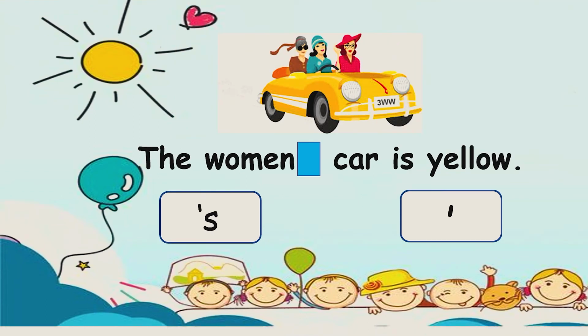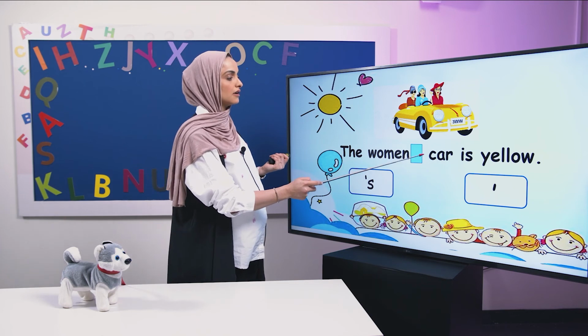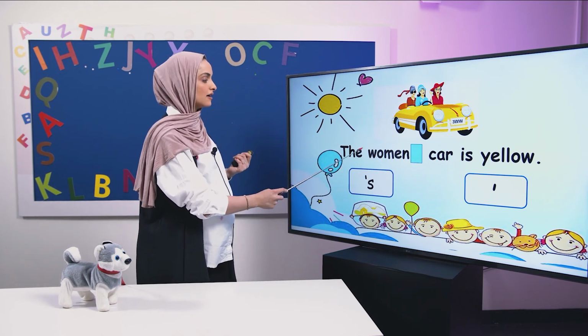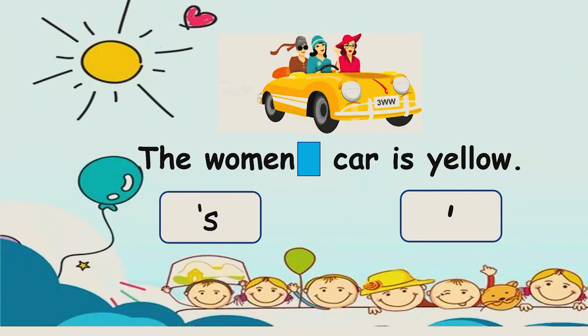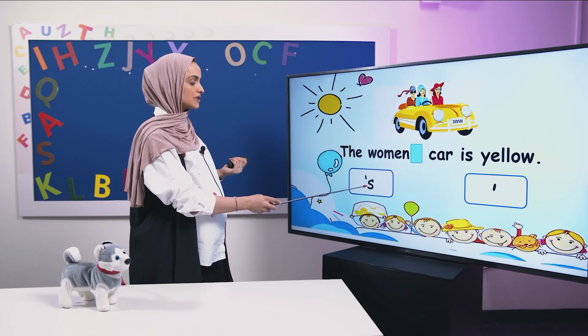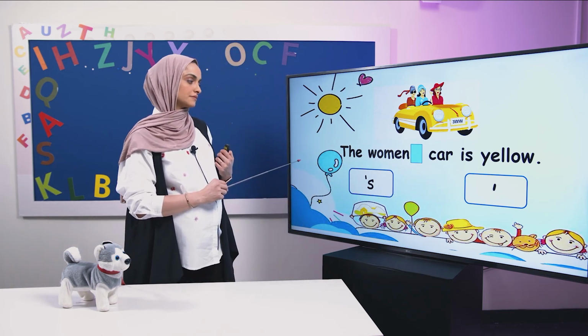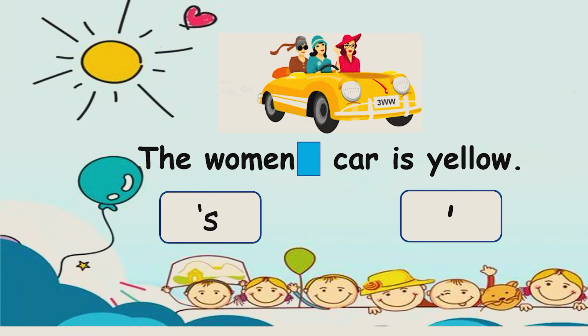Question number 2. The woman's car is yellow. Look at this noun. We have woman, and as we said, woman is an irregular plural. So, are we going to add apostrophe with s or only apostrophe? Good job. We have to choose apostrophe with s. Let's read the sentence. The woman's car is yellow. Good job.